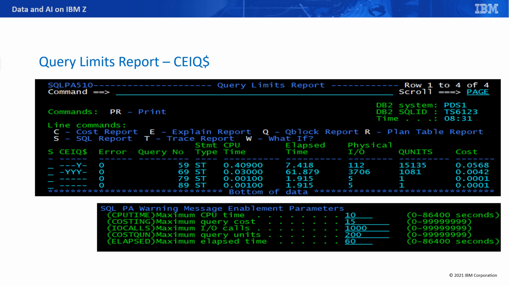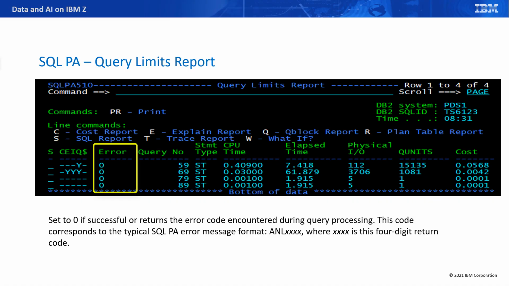Some users may want to fine-tune their queries based on the cost, while others might prefer the single queue units value, which sums up the total cost for each query, or utilize the times. None are incorrect, the choice is up to you. The column named CEIQ$ will contain a Y if one of the cost estimate columns exceed the SQLPA warning message enablement parameters. The error column currently is displaying zeros, noting that there are no error codes for the SQL. Otherwise, this code corresponds to typical SQLPA message format, ANL XXXX, where the XXXX is the 4-digit return code.